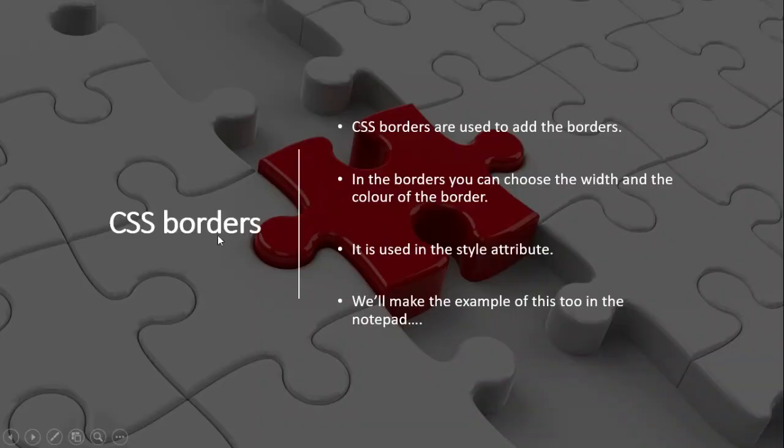So CSS borders. CSS borders are used to add borders, which we can understand from the name only. In the borders you can choose the width and the color of the border. It is also used in the style attribute. CSS borders are used to border a particular paragraph or heading. We'll make an example of this also in Notepad.